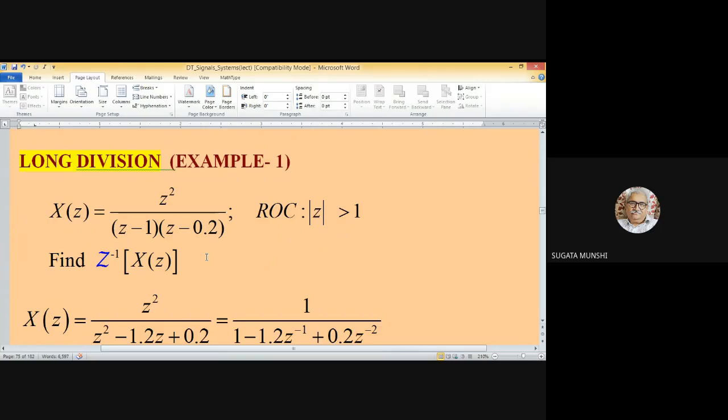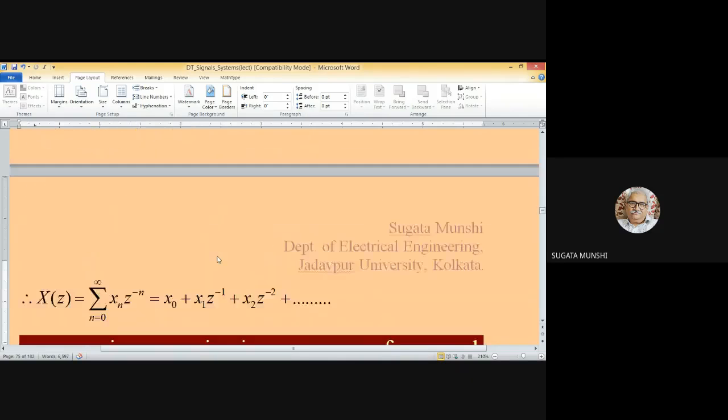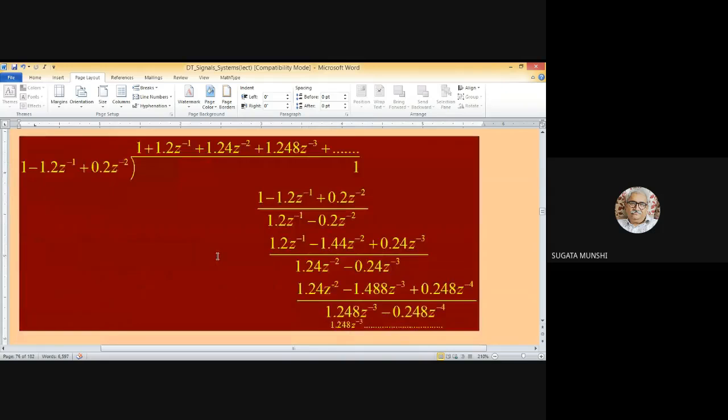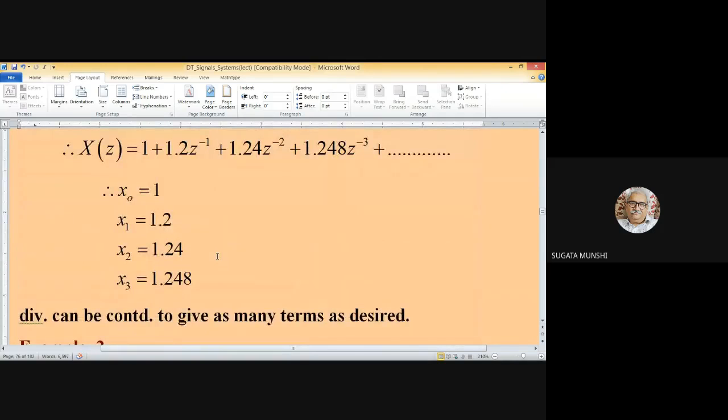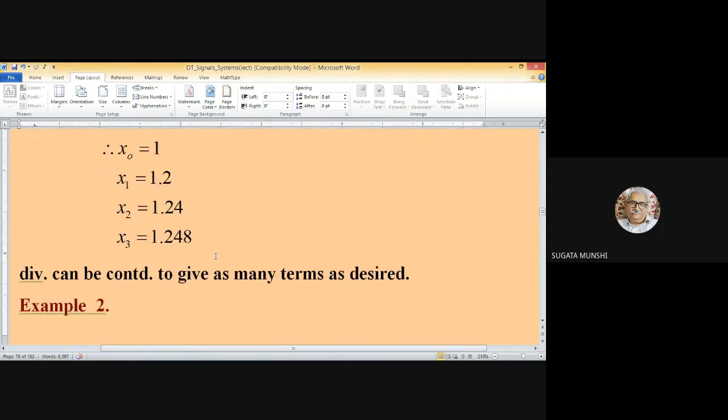All right. So what will happen for those cases? I have carried out the long division for magnitude of z greater than 1. What will happen for those cases?